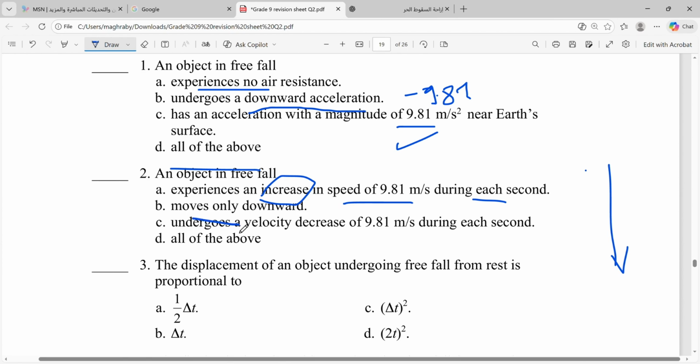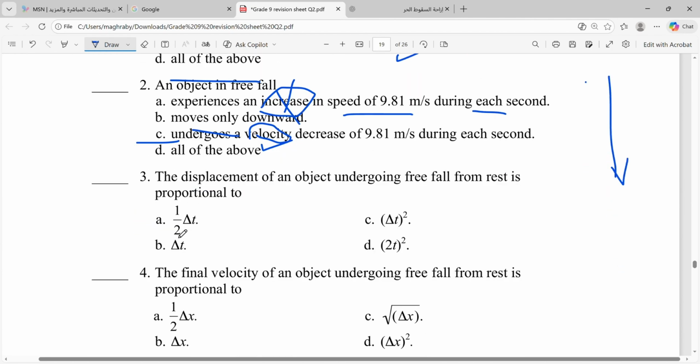Moves downward only? No, we can throw any object upward and use the rules of the free fall motion or free fall acceleration. Undergoes velocity decrease 9.81. Yes, velocity, this one is right, but this one is wrong. Speed is wrong, velocity is right. Decrease in 9.81 during each second. Yes, each second the velocity is decreased by an amount 9.81. So this one is C.